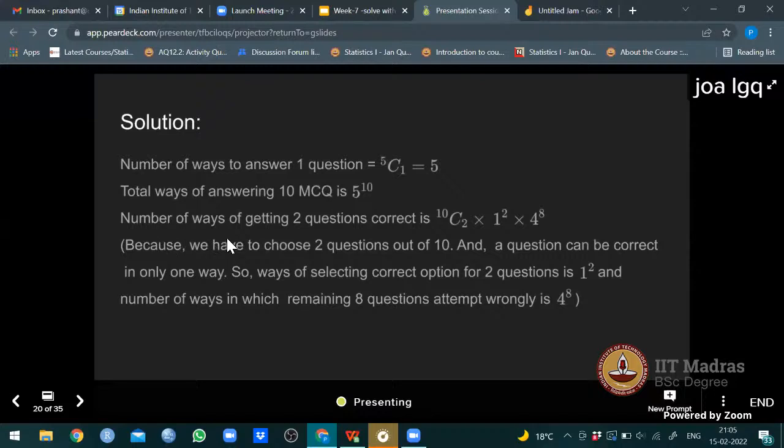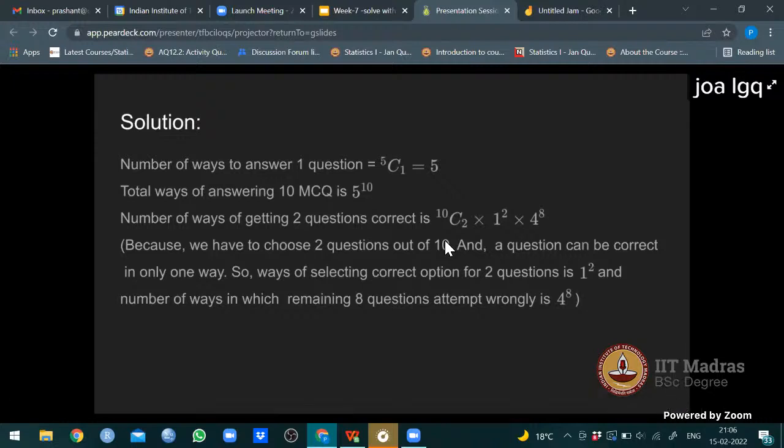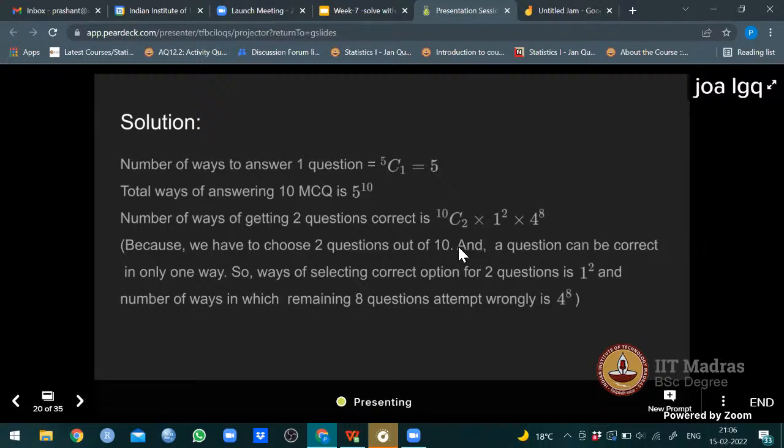See, the number of ways of getting 2 questions correct: in how many ways can you choose the 2 questions? In 10C2 ways. Right? And in how many ways can a question be correct? Only one way, because out of those 5 options there is only one way in which the question will be correct. The other 4 options are wrong. Yeah, in an MCQ there will be only one correct option.